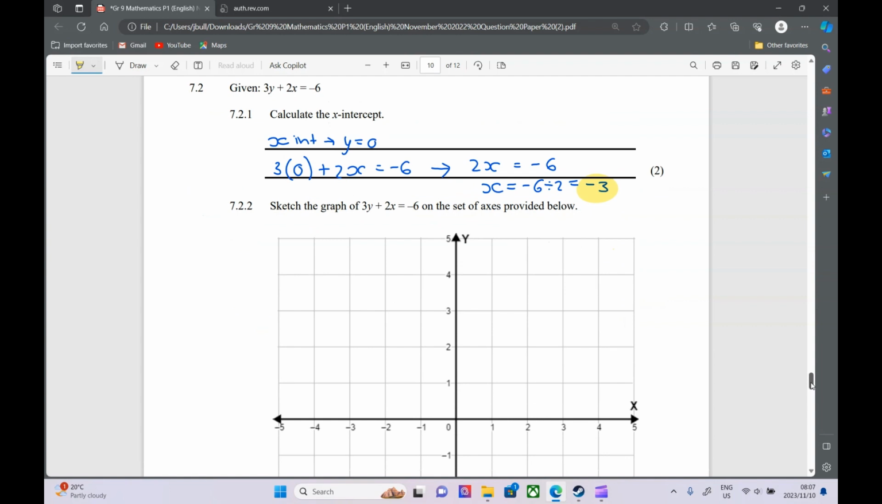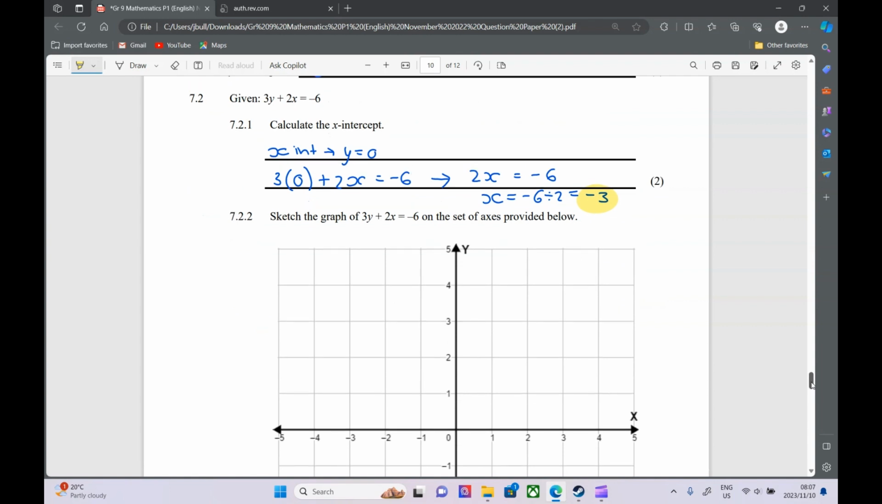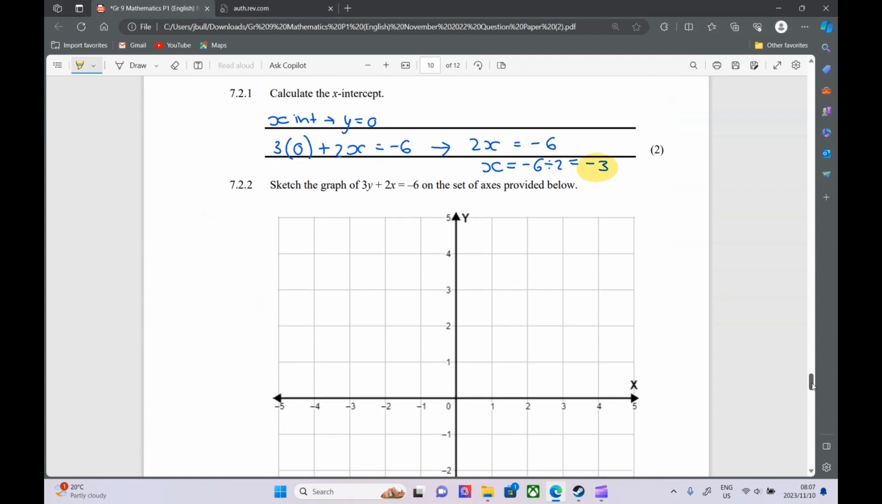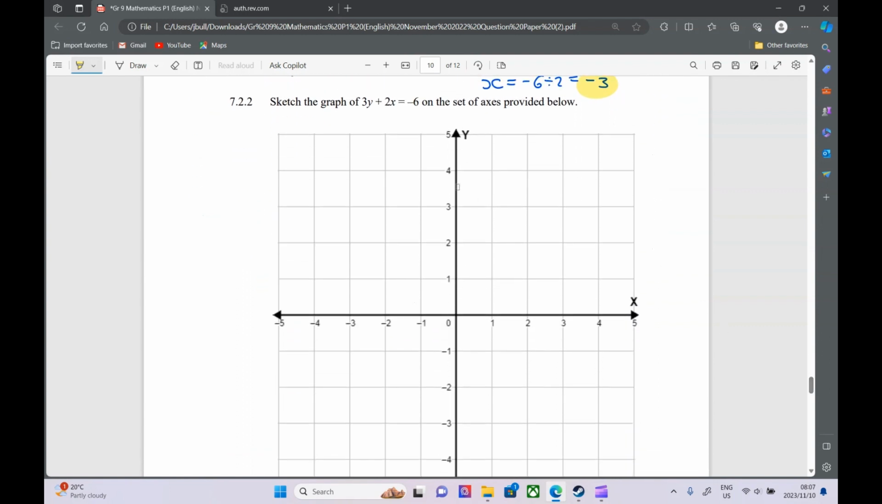Sketch this graph, a graph of 3y plus 2x is equal to minus 6. So we want to sketch that on this set of axes. So we have already worked out one point. So we said when x is minus 3, then y is 0. So we can already put that on. So when x is minus 3, then y is 0. So that is one of our points there.